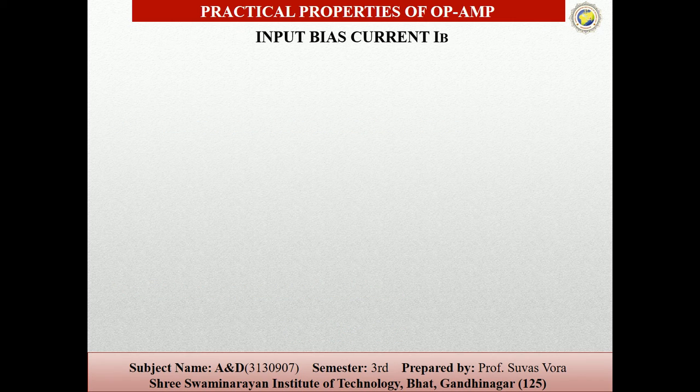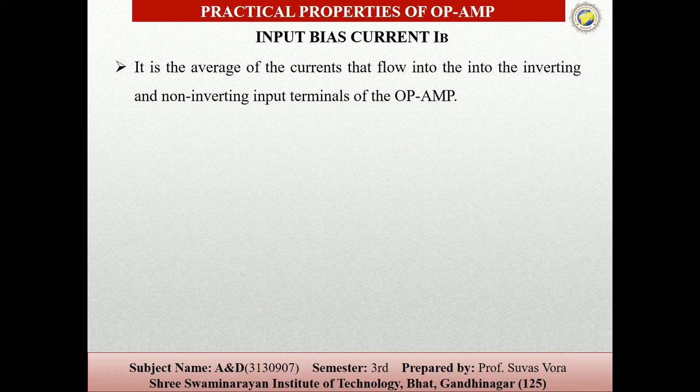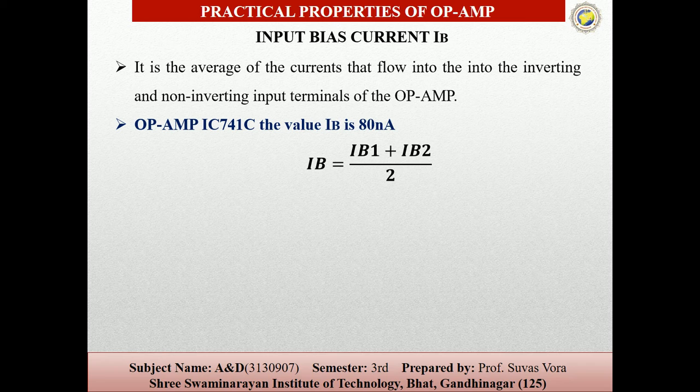Then the input bias current IB, as we just saw. It is the average of the currents that flow into the inverting and non-inverting input terminals of the op-amp, and the equation for this is IB1 plus IB2 by 2. It means the average current of the inverting and non-inverting currents.